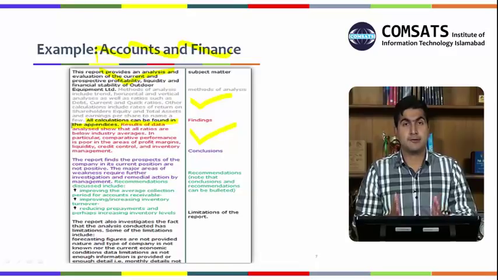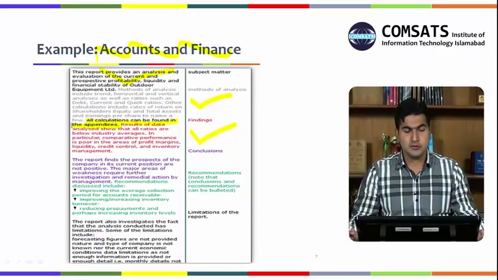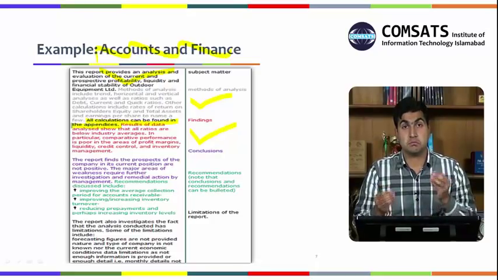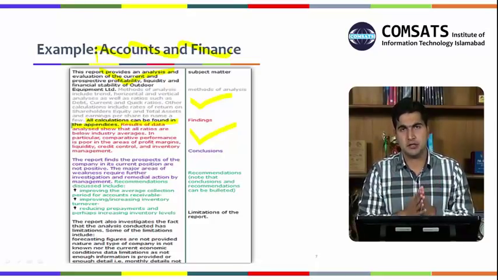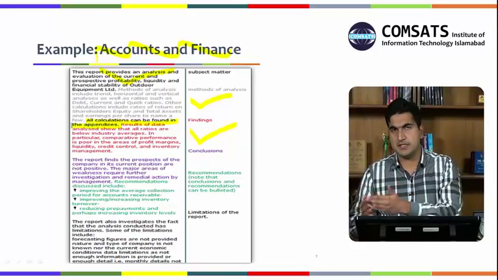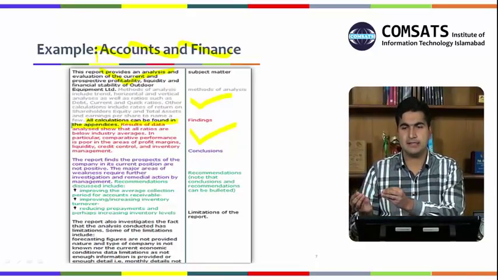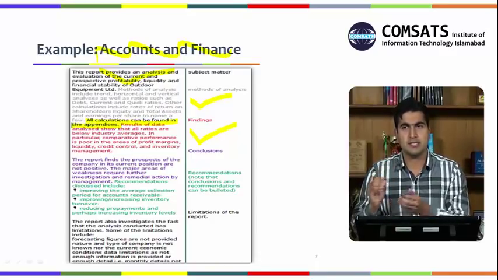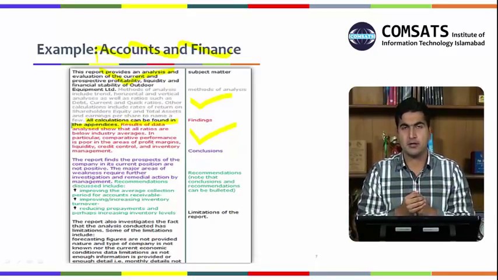So now coming back to the red text. Results of the data analyzed show that all ratios are below industry averages. In particular, comparative performance is poor in the areas of profit margins, liquidity, credit control, and so on. Now look at the way all the key findings have been clearly stated here. If you already have the detail, I believe you can clearly state or extract the most important points, and you can simply place them in short.